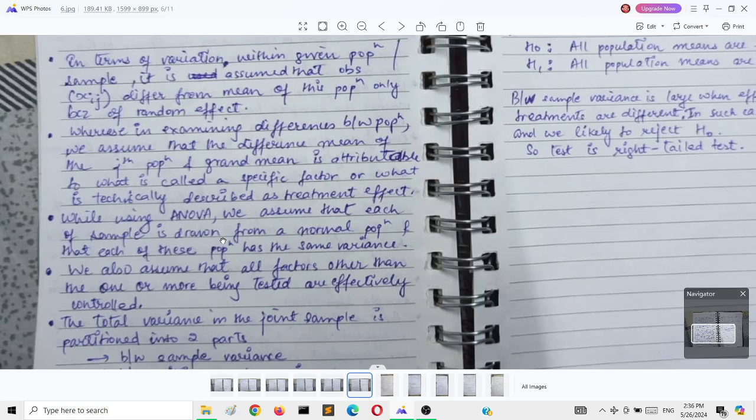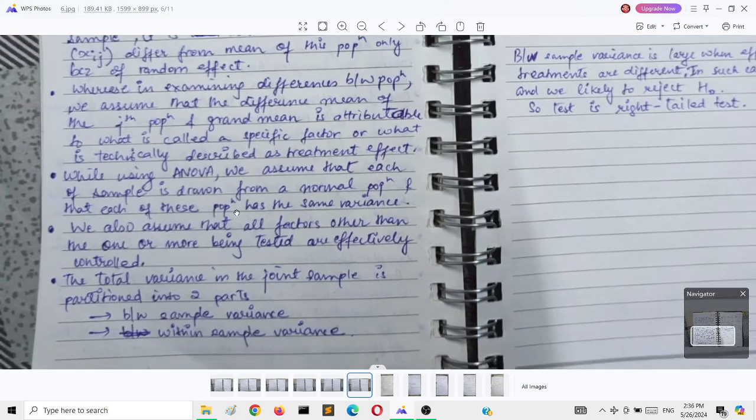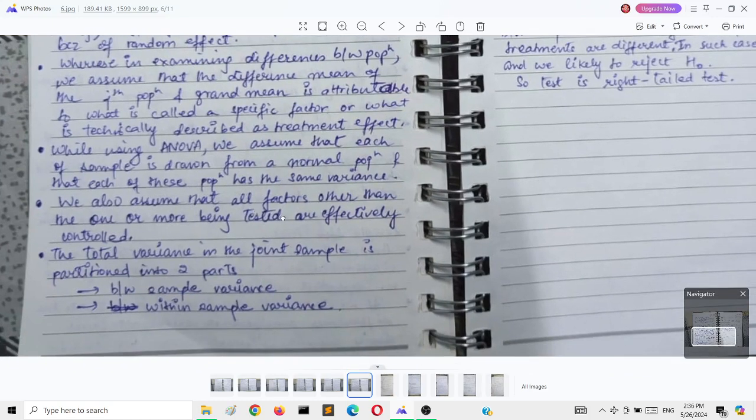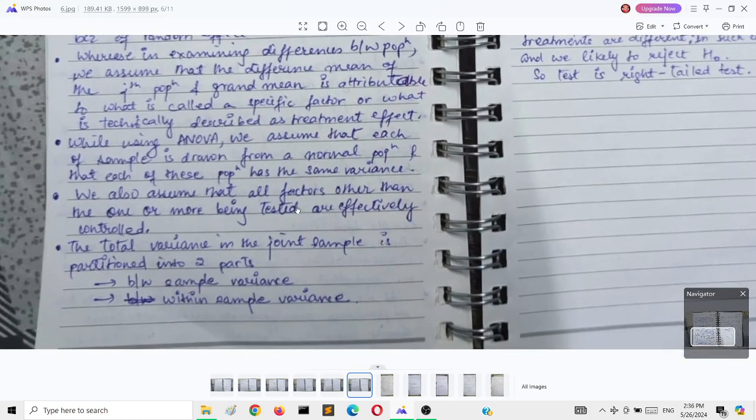While using ANOVA, we assume that each of the samples is drawn from a normal population and that each of the populations has the same variance. So you are just assuming for ANOVA that your sample has a normal distribution, and while the means are different, the variance among the different populations is the same. This is an assumption for ANOVA. We also assume that all the factors other than the one or more being tested are effectively controlled.